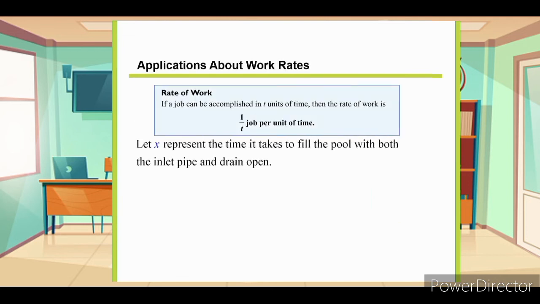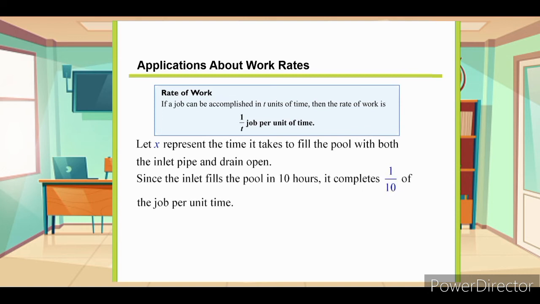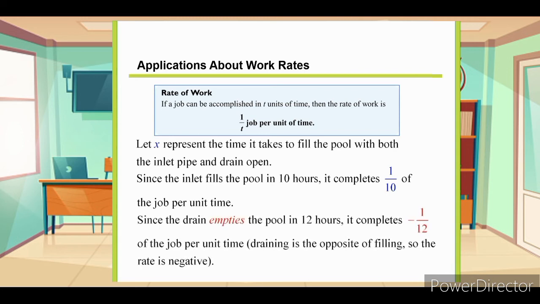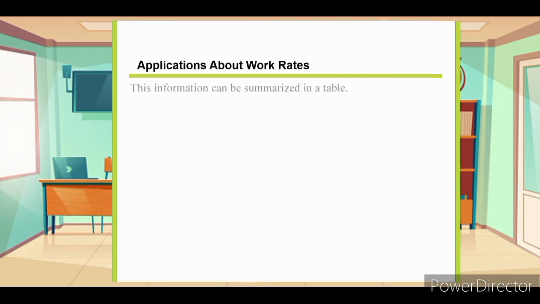Let x represent the time it takes to fill the pool with both the inlet pipe and drain open. Since the inlet fills the pool in 10 hours, it completes 1/10 of the job per unit time. Since the drain empties the pool in 12 hours, it completes negative 1/12 of the job per unit time. Take note, draining is the opposite of filling, so the rate is negative. This information can be summarized in a table.